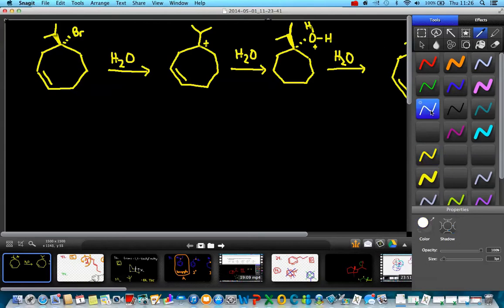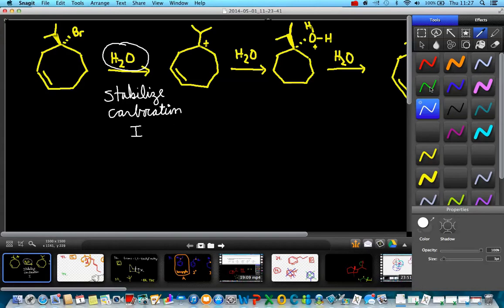In step 1, you're experiencing loss of a leaving group. And so the role of the water molecule is to stabilize the carbocation intermediate. This is why secondary substrates typically undergo SN1 reactions when you have a polar protic solvent. You essentially can form an ion dipole IMF in order to stabilize the forming carbocation.